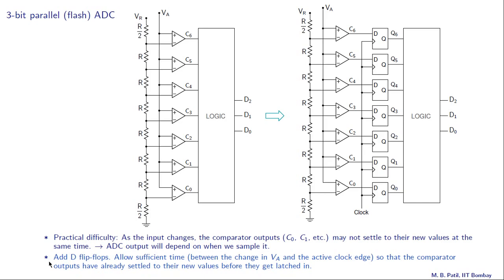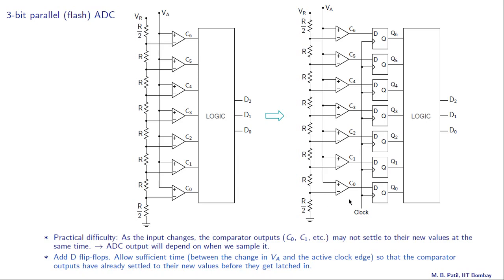And to circumvent that difficulty, what we do is add D flip-flops, as shown over here, and allow sufficient time between the change in VA and the active clock edge so that the comparator outputs have already settled to their new values before they get latched in. So what does it mean? Let us take an example.